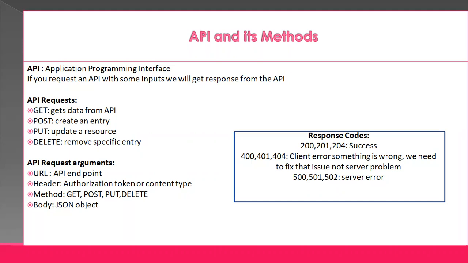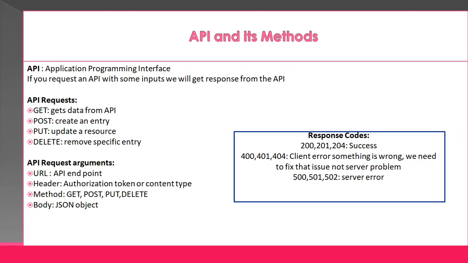API is an application programming interface. If you request an API with some inputs, definitely you will get an output from that particular API. Assume that I want to get today's weather information. So it's a get request.